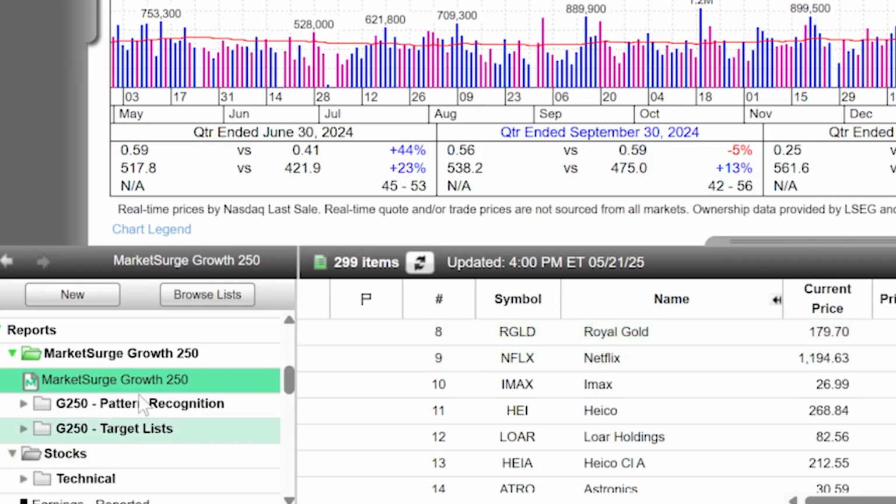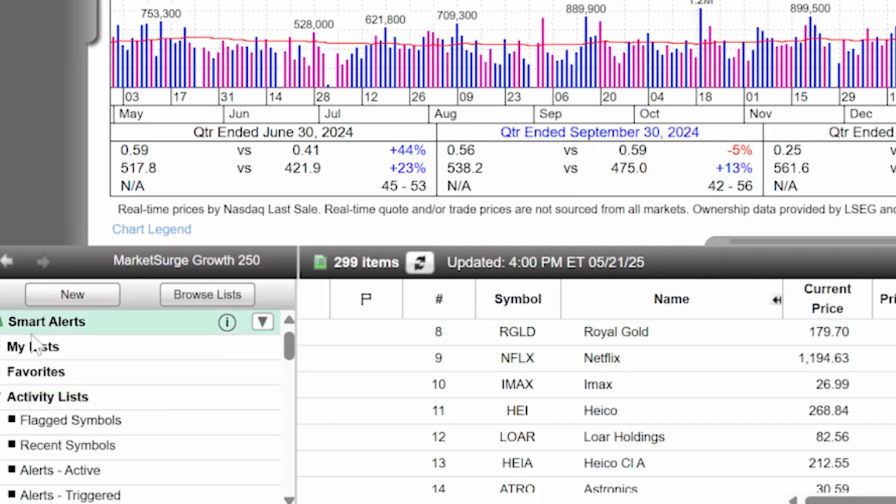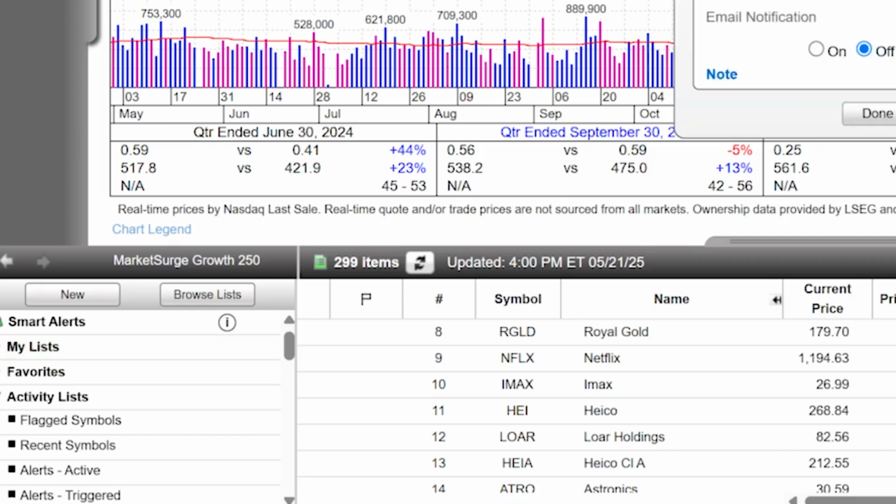It's also worth pointing out that you can create your own lists here, and obviously create watch lists of stocks to keep an eye on. You can also set alerts. These are only price-based alerts though, so they're pretty limited in terms of the overall capabilities of MarketSurge. I'd like to see a little bit more out of the alerts.